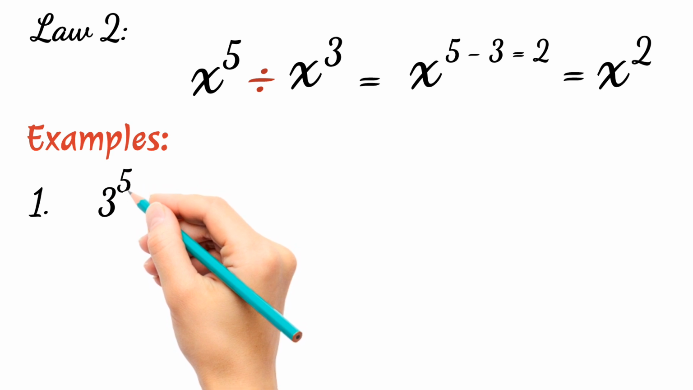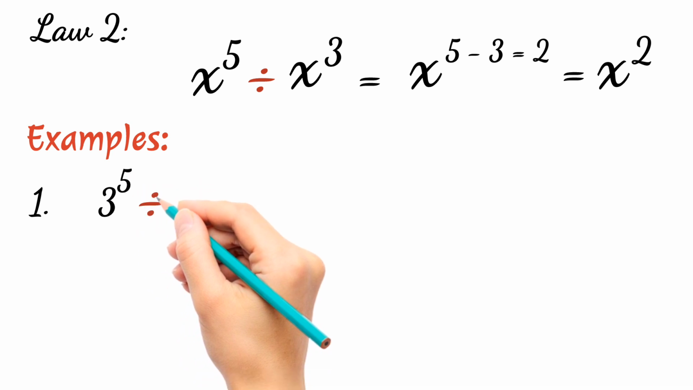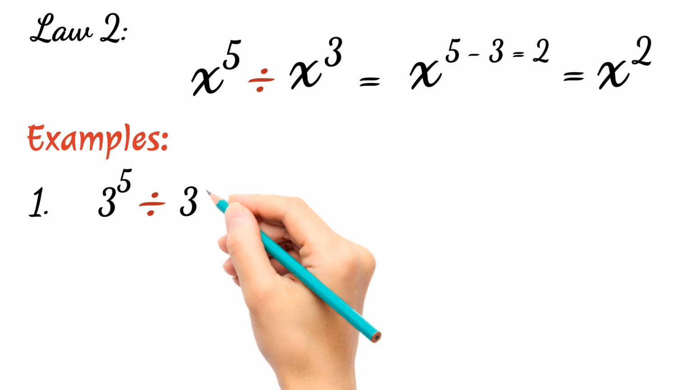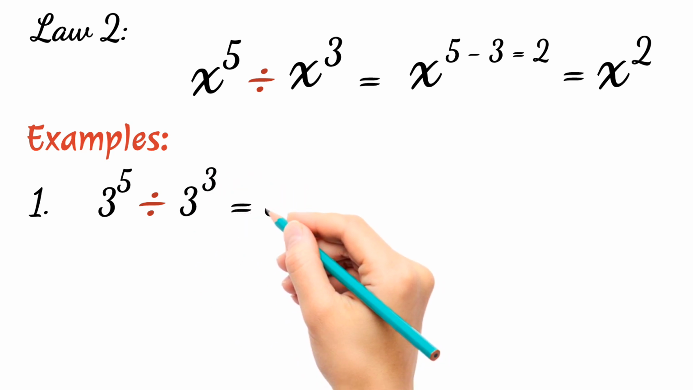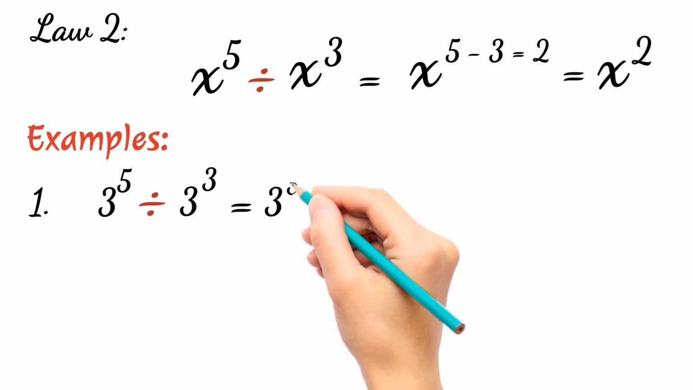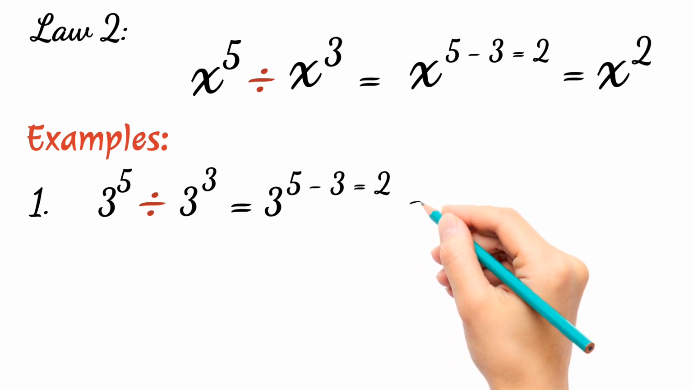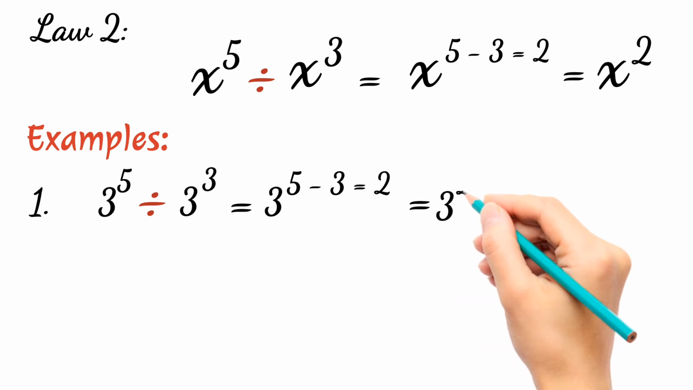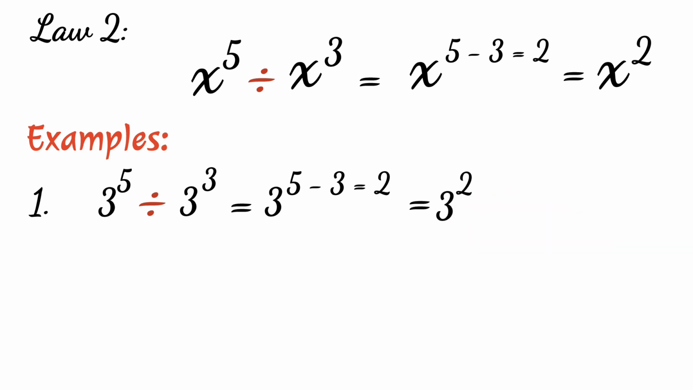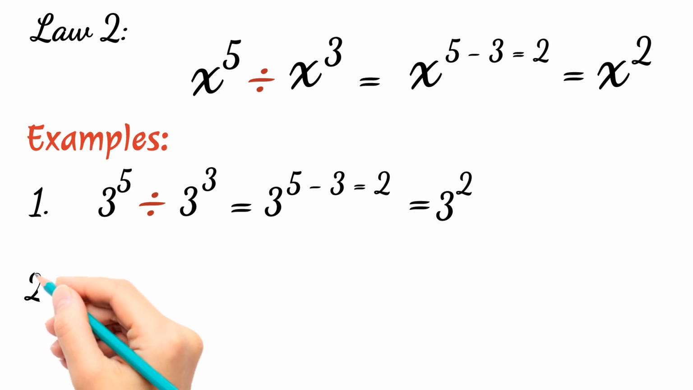Now 3 raised to power 5 divided by 3 raised to power 3. Now, since the two of them are of the same base, just pick one of them, then subtract the power from each other. Do you get that right? So to give you 3 raised to power what? 3 raised to power 2. I think that one is clear enough, right? You take one of the base and you minus the power from each other.